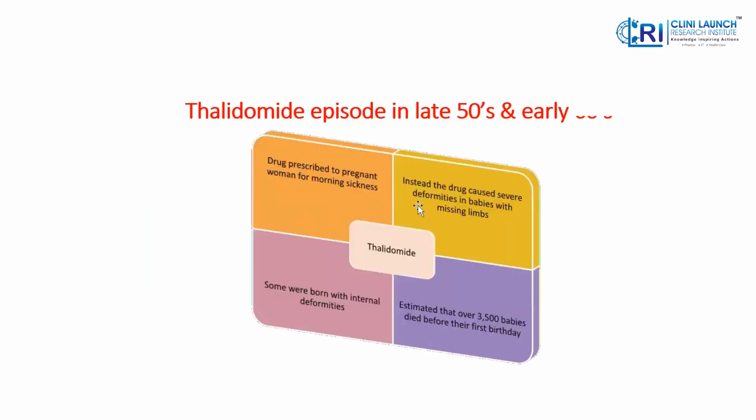Then we have the thalidomide tragedy. So here you can see the drug was prescribed to pregnant women for morning sickness. Instead, the drug caused severe deformities in the babies, with missing limbs. It was estimated that more than 10,000 babies were born with deformities, and over 3,500 babies died before their first birthday. So you can assume how dangerous this drug was.